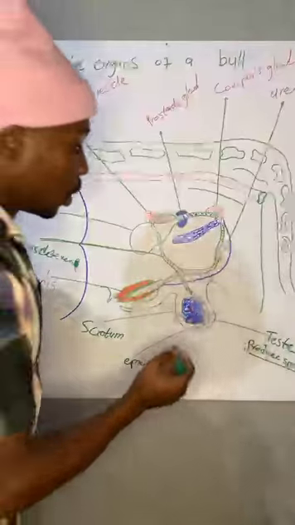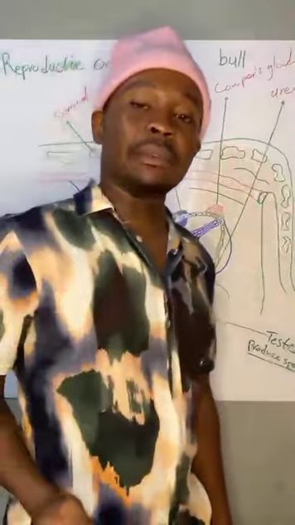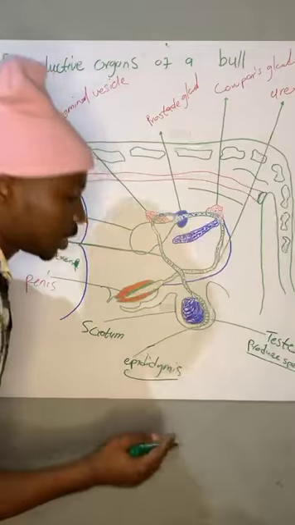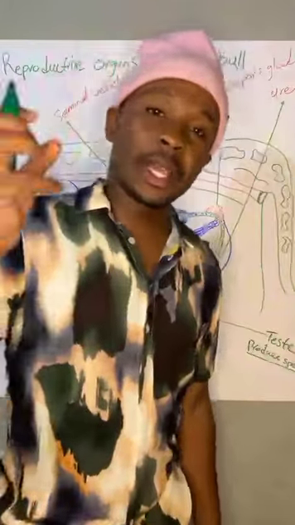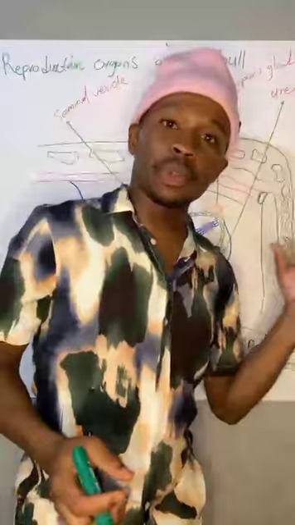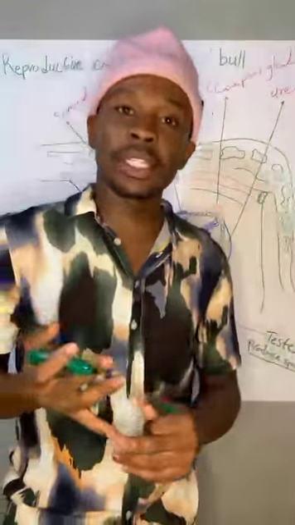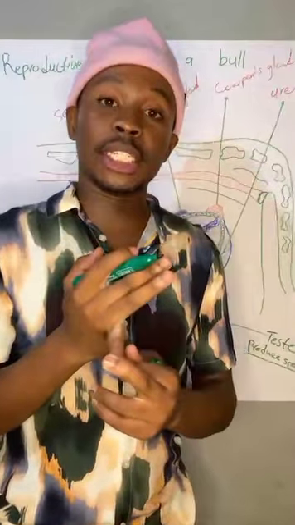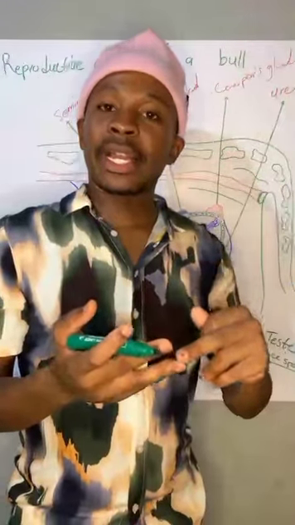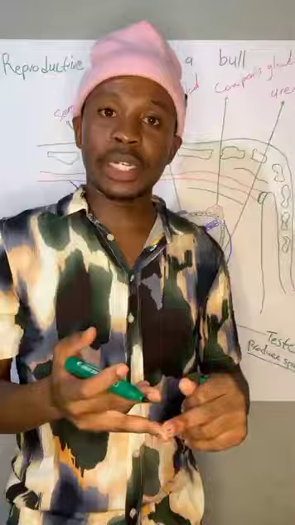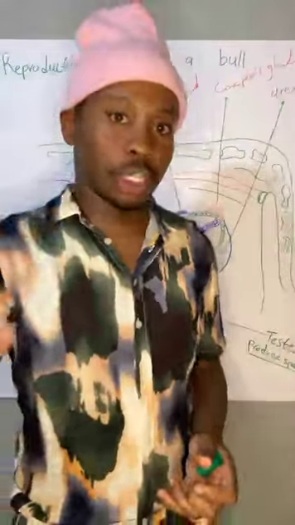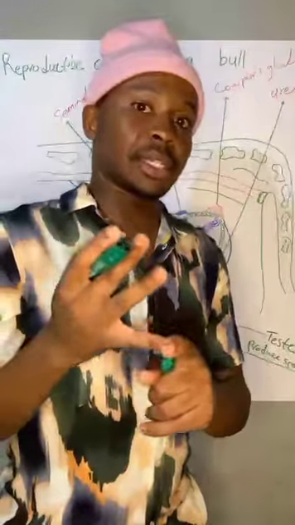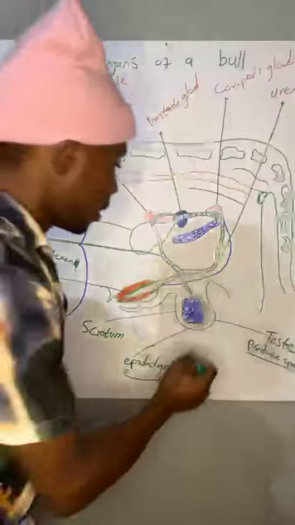Let's continue. Another one we have is the epididymis. It's already written here. What is the function of the epididymis? Once the sperm is produced inside the testes, the epididymis will store the sperm temporarily, waiting for copulation time. Another function is that it helps the sperm to mature. Those are two functions of the epididymis.